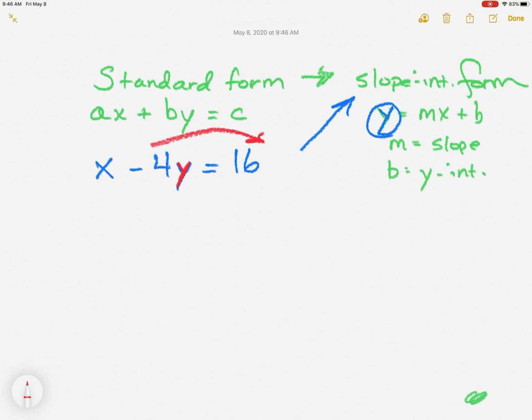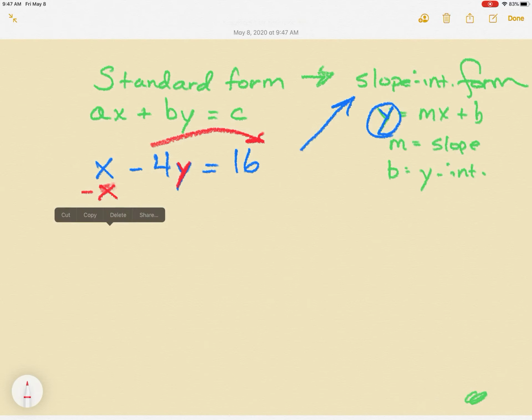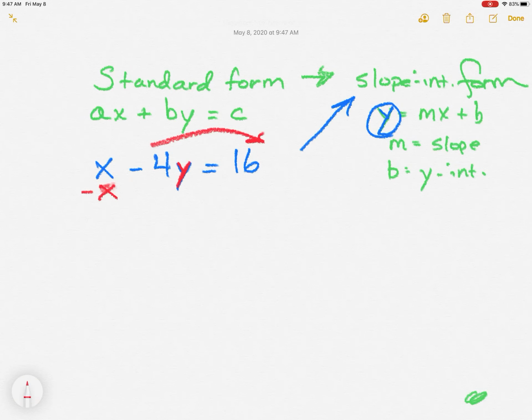All right, so the first thing that we're going to do is get rid of this x. So how do we get rid of an x? Well, it is a positive x, so it is being added to the negative 4y. So we're going to use inverse operations and we're going to subtract x on this side. If we subtract x on this side of the equation, we need to subtract x on this side of the equation so that it remains an equation in balance. Remains a balanced equation.